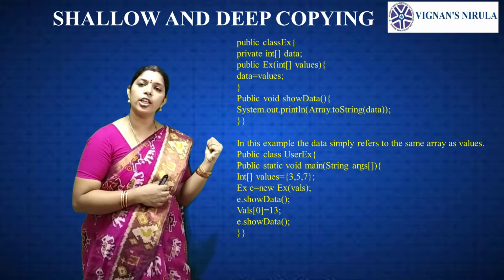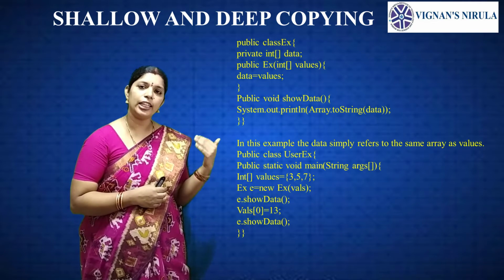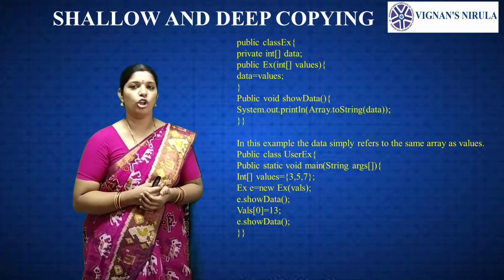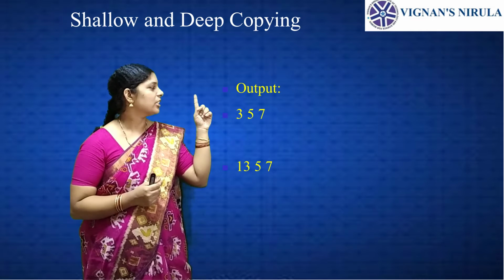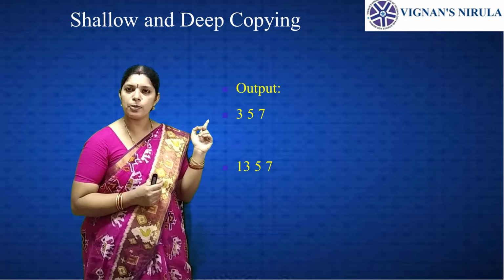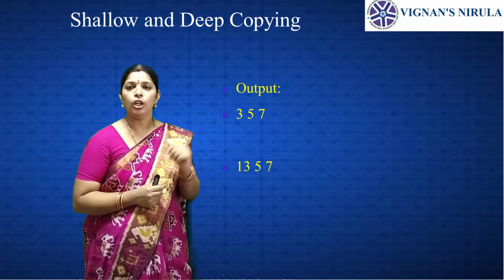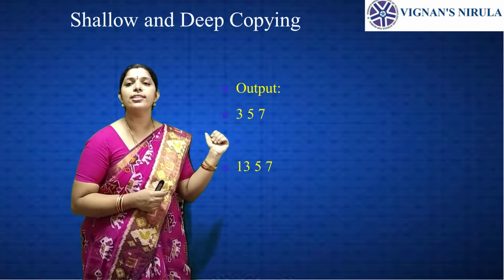After that we use the e.showData method. So what is the output? That is 13, 5, 7. So this is the example for the shallow copy. Let's see this output. Here in the output, the first e.showData will display 3, 5, 7. After we change the value of index 0, the e.showData method will display 13, 5 and 7.